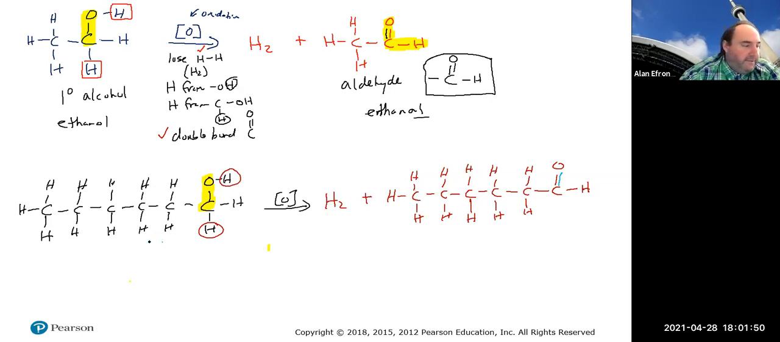So it always happens the same way. Oxidation of a primary alcohol always ends up with an aldehyde in this case. And it is just two things that happen: H from the oxygen, H from the carbon that has the oxygen attached to it, double bonded up, and everything else stays the same. Any questions?